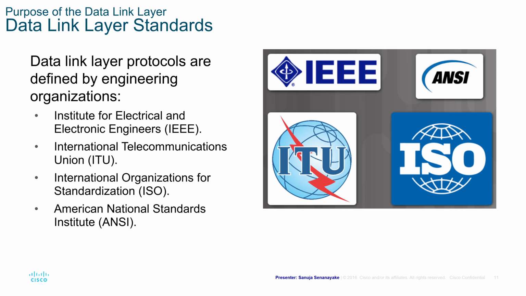The data link layer protocols are defined by engineering organizations such as IEEE, ITU, ISO, and ANSI. For your Cisco exams, what you need to learn is that the data link layer standards are universally managed by multiple organizations. You don't need to know the specifics of what each organization has done for data link layer standardization. What you should know is that these organizations exist and they are responsible for standardizing data link standards.